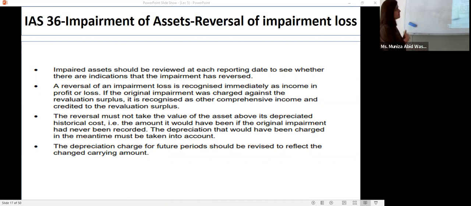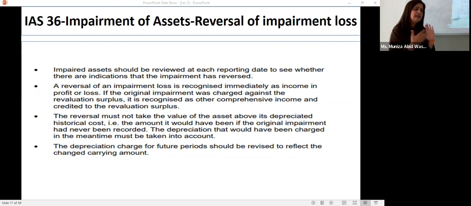They say a reversal of an impairment loss is recognized immediately as income in profit or loss if the original amount was charged there. If the original impairment was charged against the revaluation surplus, it is recognized as other comprehensive income and credited to the revaluation surplus. This is complex now. The reversal must not take the value of the asset above its depreciated historical cost, that is, the amount it would have been if the original impairment had never been recorded. The depreciation that would have been charged in the meantime must be taken into account.